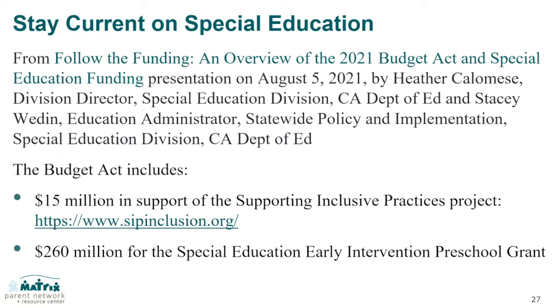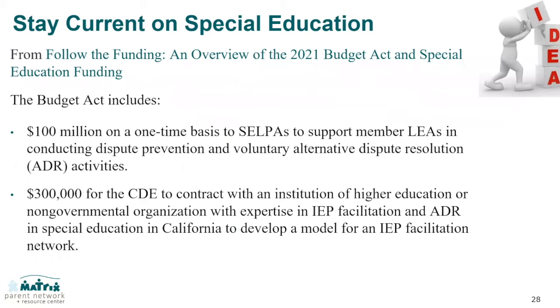There will be 15 million in support for supporting inclusive practices. You can find out more about that at the SIP website. There's going to be 260 million for the special education early intervention preschool grant. There'll be 100 million on a one-time basis to help SELPAs support member districts in alternative dispute resolution. The purpose for this funding is to prevent and resolve any kind of special education disputes resulting from COVID-19 disruptions in a collaborative and equitable manner. SELPAs have to submit a plan about it, and they need to support parent activities within this plan.